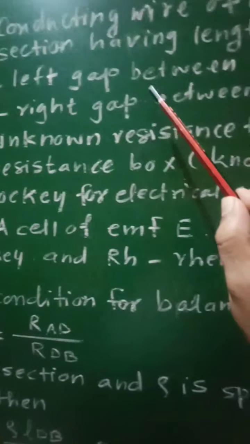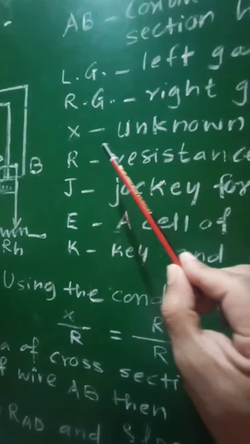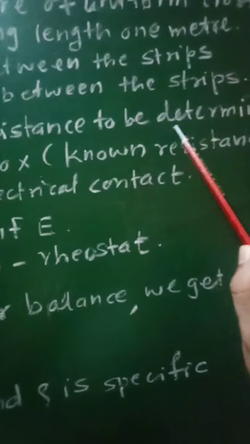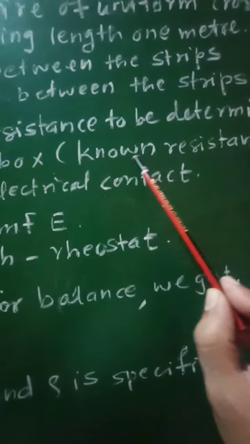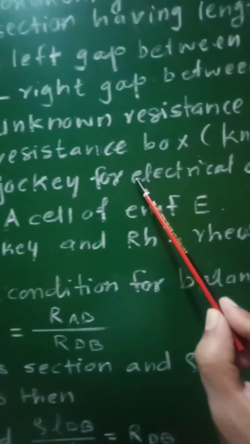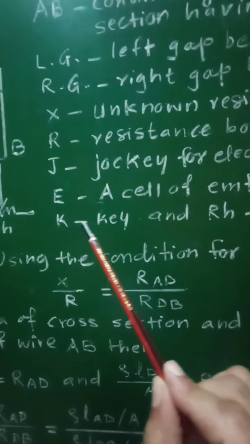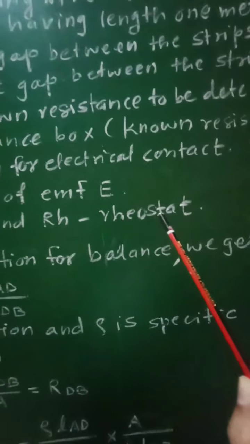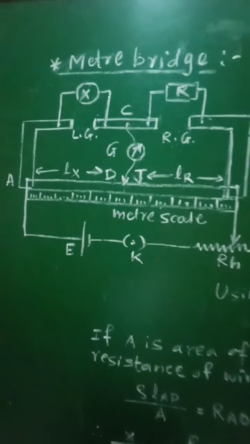LG represents the left gap between the strips, RG represents the right gap between the strips, X is the unknown resistance to be determined, R is the resistance box which is acting as known resistance, J is the jockey for electrical contact with the wire AB, E is a cell of EMF E, K represents the key, and RH is the rheostat. Now let us see the working of this meter bridge.